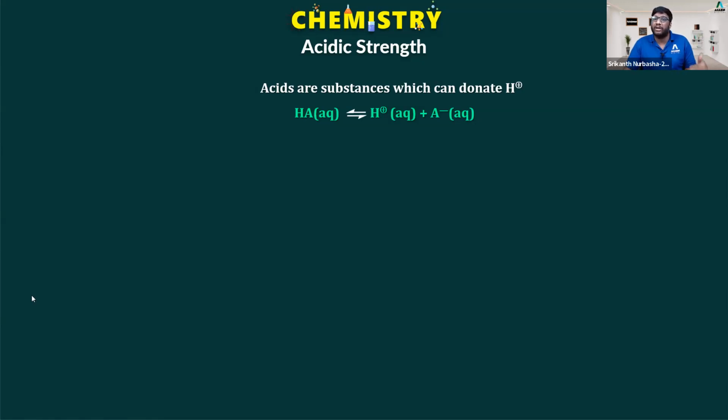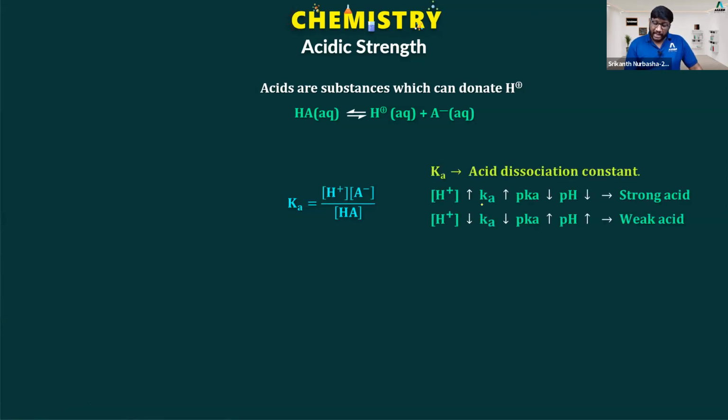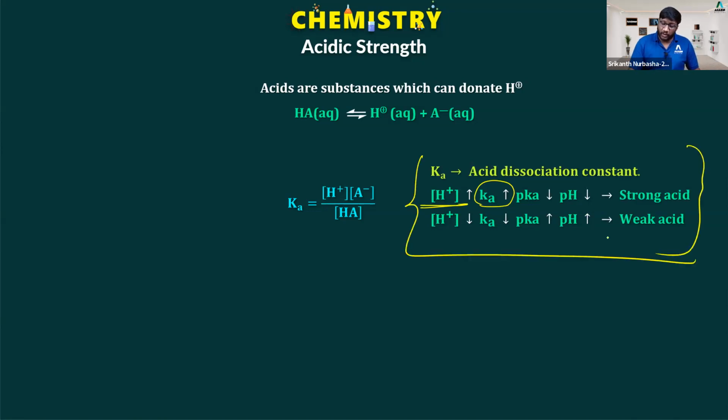Stronger the acid means higher the value of Ka. Higher the value of Ka means lower the value of pKa, because pKa is the negative logarithm of Ka. Let's look at those perspectives. Ka is equal to concentration of H plus times concentration of A minus divided by concentration of HA. Ka greater means pKa lower. Ka greater means more acidic. More acidic means concentration of H plus is high, so pH will be less. Everything will be opposite with respect to a weak acid. For a weak acid, concentration of H plus will be less, Ka will be less, pKa and pH are going to be more. Understood, right?